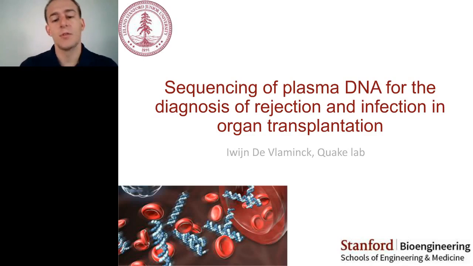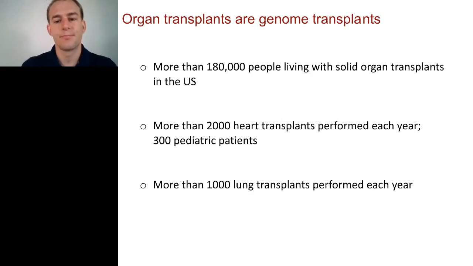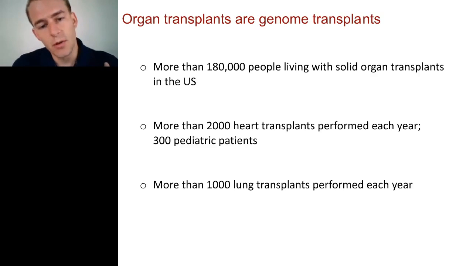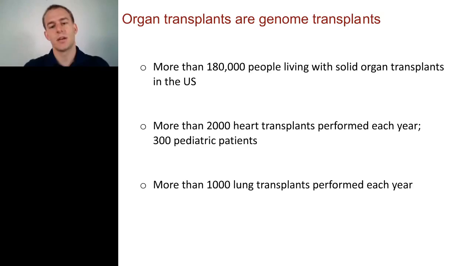But before I go into describing the assay and talk about the results, I wanted to share some numbers with you about organ transplants. So there's about 180,000 people living with solid organ transplants in the US alone. There's about 2,000 heart transplants performed every year, and about 1,000 lung transplants performed every year. Stanford is a bit of a center of expertise when it comes to transplantation. At Stanford Hospital, there's about 60 heart transplants performed every year, and about 40 lung transplants are carried out.